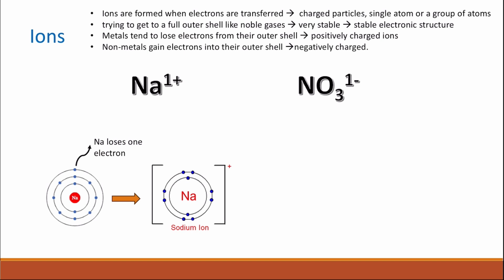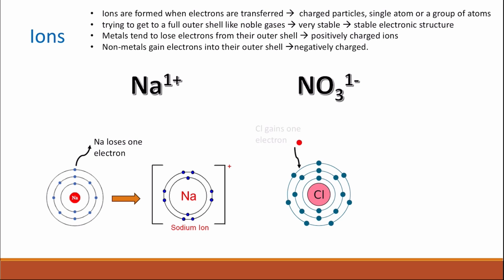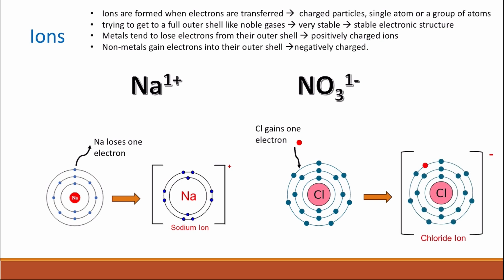And then nonmetals, on the other hand, they tend to gain electrons in order to reach the full outer shell. They gain the electrons into their outer shell and they give you negatively charged ions. Example of that is chlorine. Chlorine is one of the group 7 elements. It has 7 electrons in its outer shell. It only needs 1 electron to reach the full outer shell, so it tends to gain 1 electron, and that will give you the chloride ion, which has 1 negative charge.